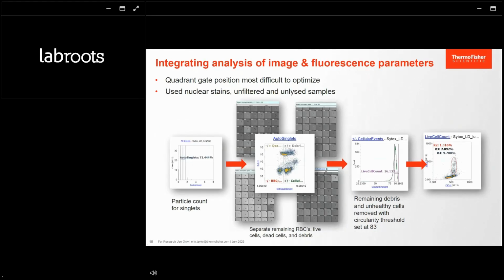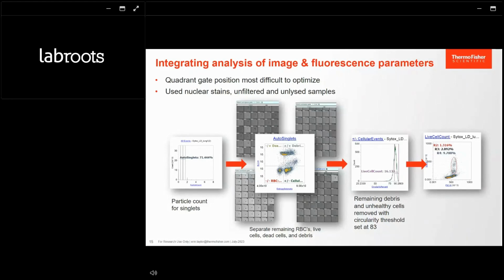And so here is the gating strategy that I ended up with, and we'll walk through this and the reasons why I chose these features in just a second. So integrating analysis of images and fluorescent parameters is really important, because the fluorescent parameters do give us a lot of information, and this image-assisted flow cytometer is not meant to replace the traditional methods.